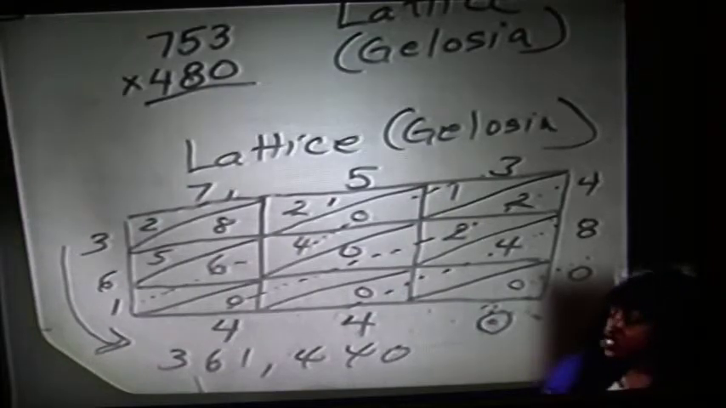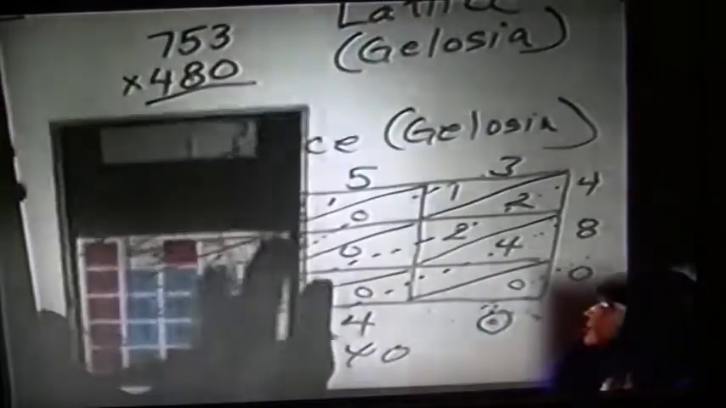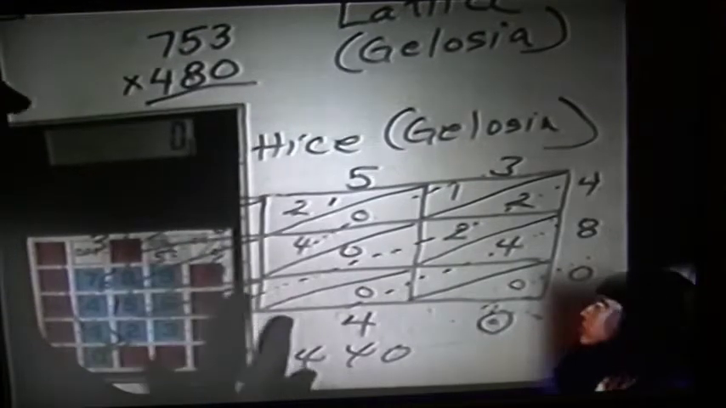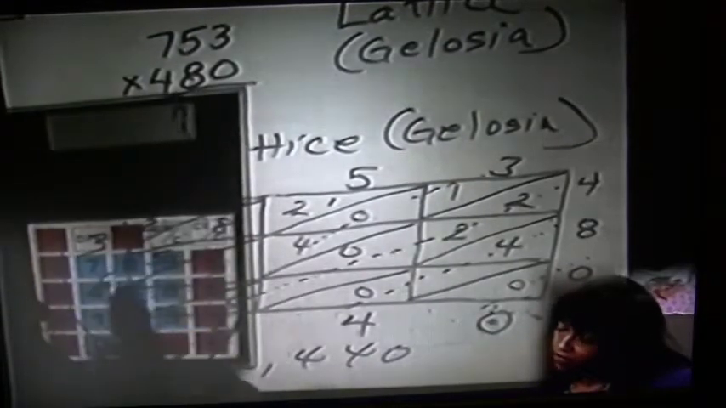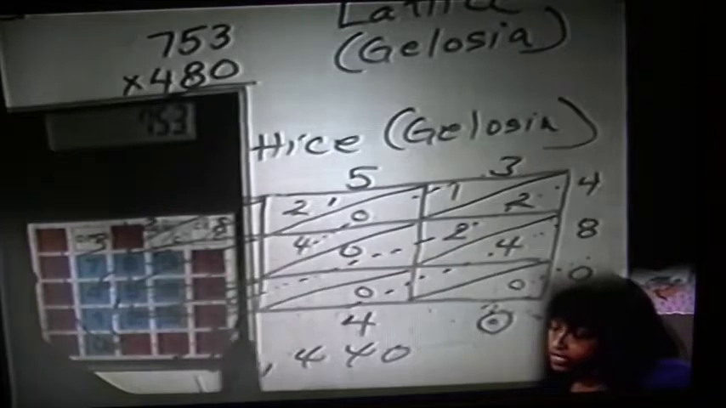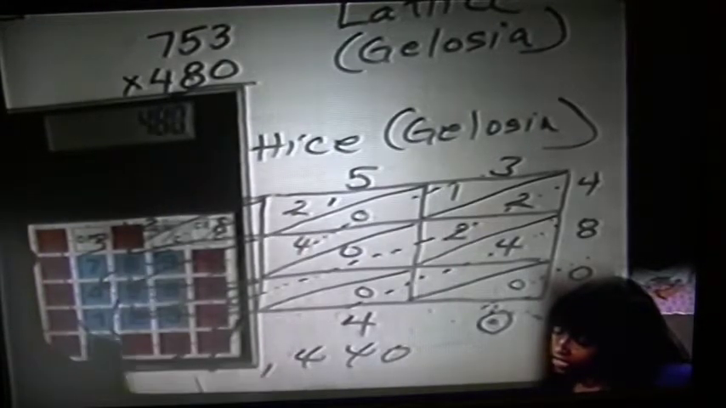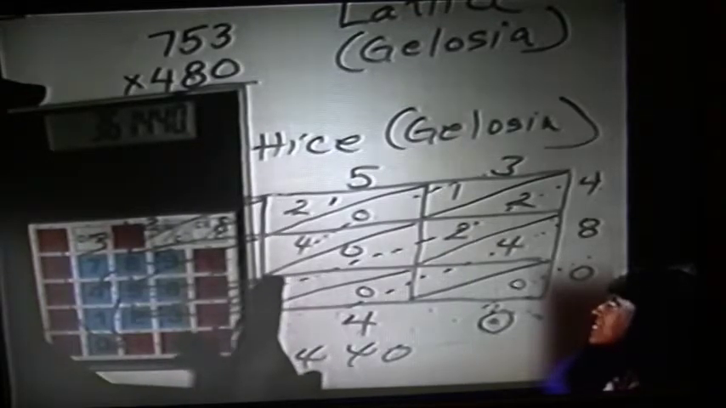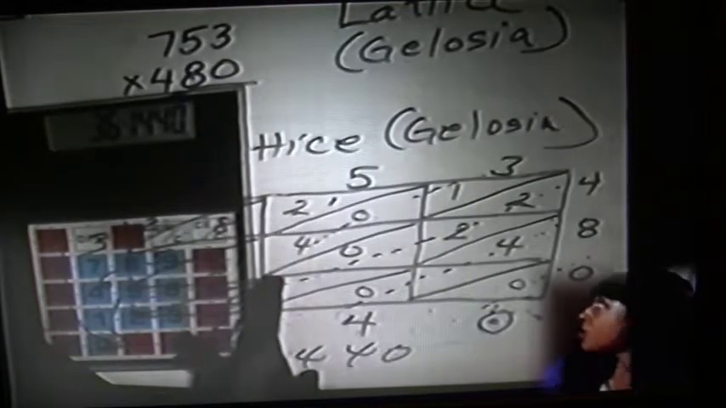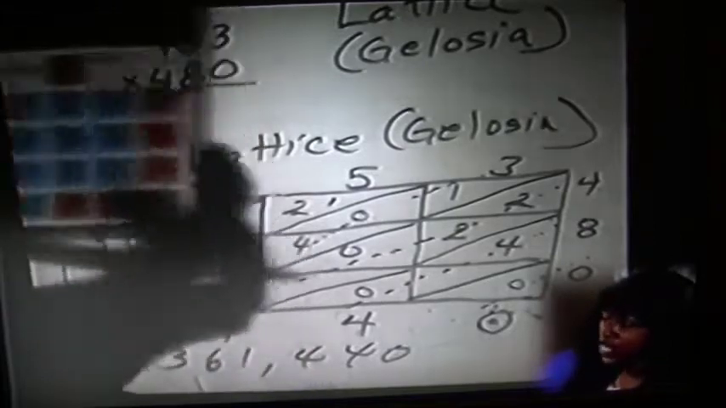Let's check it on the calculator. 753 times 480 is, we have 361,440. We have the correct answer.